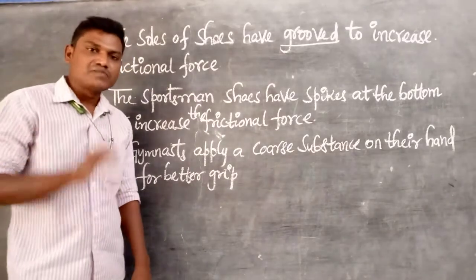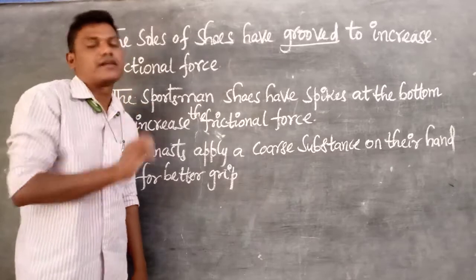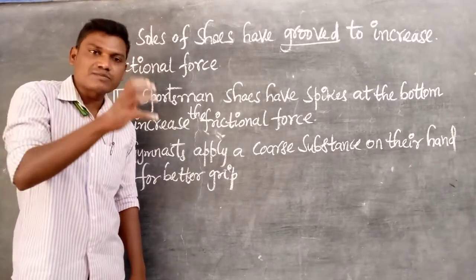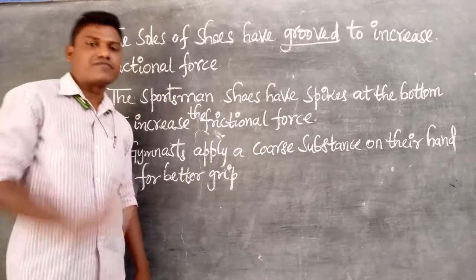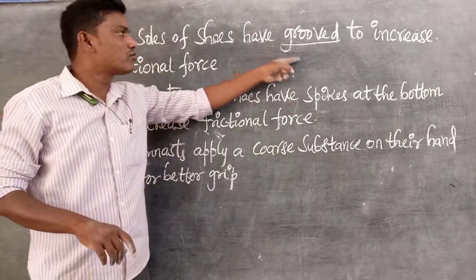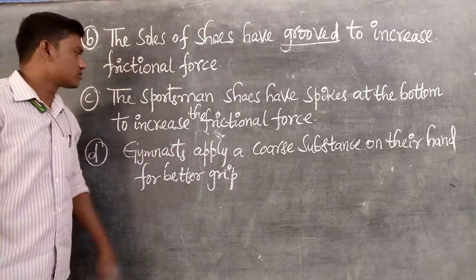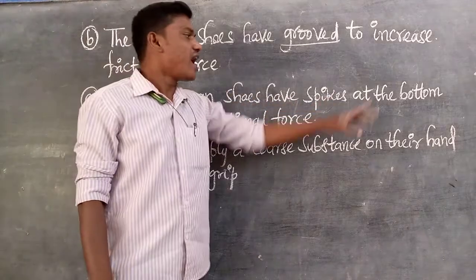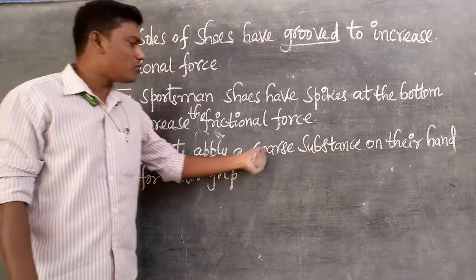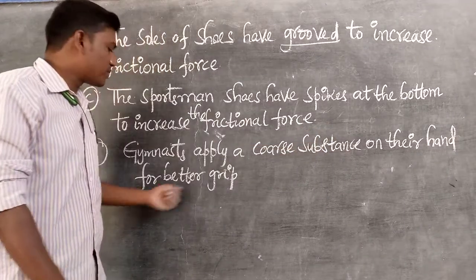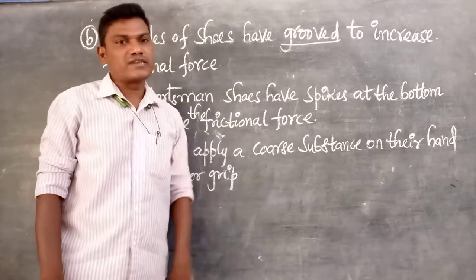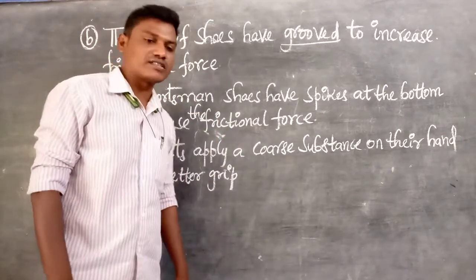The first one is the treads of the tires of vehicles; the tires of vehicles are specially designed to increase the frictional force. In the same way, second, the soles of shoes are grooved to increase the frictional force. Sportsmen's shoes have spikes at the bottom to increase the frictional force. Gymnasts apply a coarse substance on their hands for better grip before performing their activity on the bars.